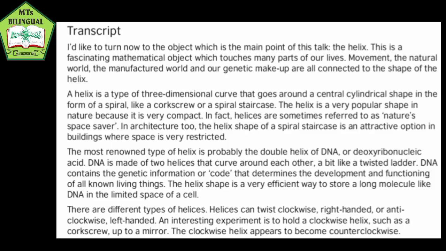I'd like to turn now to the object which is the main point of the talk, the helix. This is a fascinating mathematical object which touches many parts of our lives. Movement, the natural world, the manufactured world, and our genetic makeup are all connected to the shape of the helix. A helix is a type of three-dimensional curve that goes around a central cylindrical shape in the form of a spiral, like a corkscrew or spiral staircase.